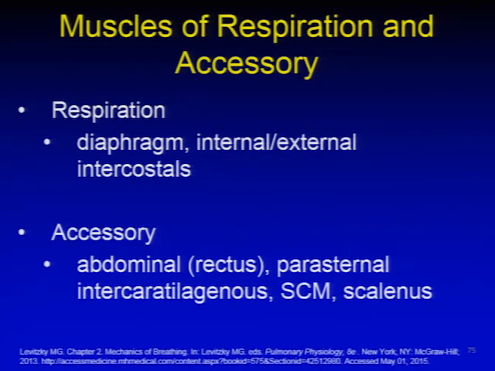The main muscles of respiration are the diaphragm, the internal and external intercostals, the abdominal rectus, scalenes, and parasternal intercartilaginous muscles. The accessory muscles and scalenus muscles provide accessory support of respiration during pathological conditions or during strenuous exercise.